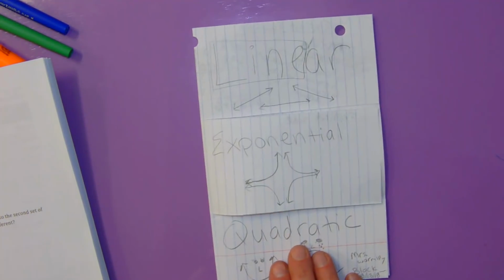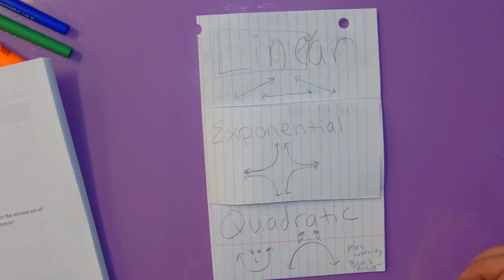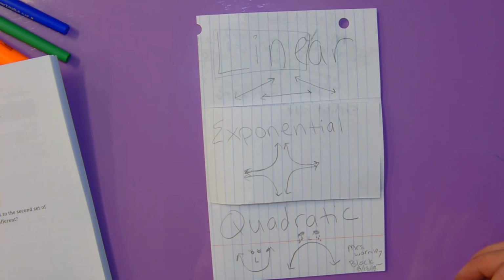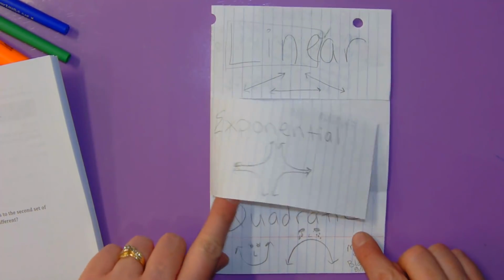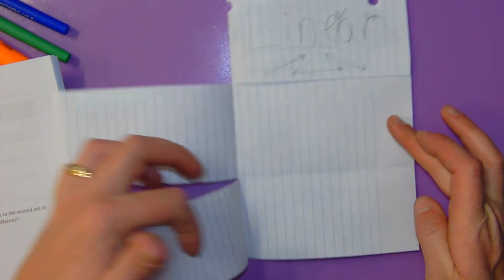All right, so here are the notes that we started taking on Monday night, Tuesday night. Some of you are doing it Wednesday night. So this is part 2 where you already made the foldable. Now we're going to fill in the exponential and the quadratic.